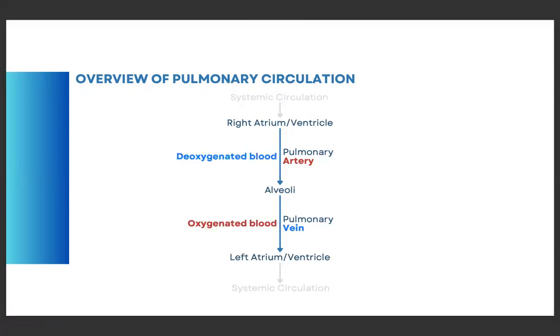Now, please note that the pulmonary artery carries deoxygenated blood, and the pulmonary vein carries oxygenated blood. I know it's easy to mix them up, as this goes against the general rule of thumb that we all know, which says that arteries carry oxygenated blood and veins carry deoxygenated blood, but the pulmonary vessels are an exception to this rule.